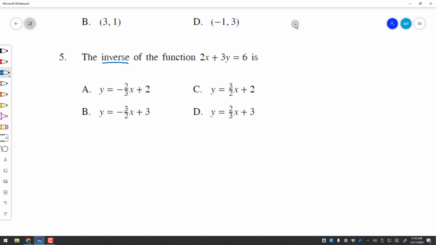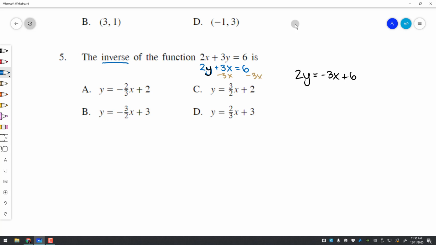Number 5, again, it's talking about the inverse. So we're thinking about switching or swapping x and y. And so we're just going to immediately do that in our equation. Now, none of these equations match our current form. In fact, they all say y equals. So we're going to need to get y by itself. So let's move the term with x to the other side. So we now have 2y equals negative 3x plus 6.